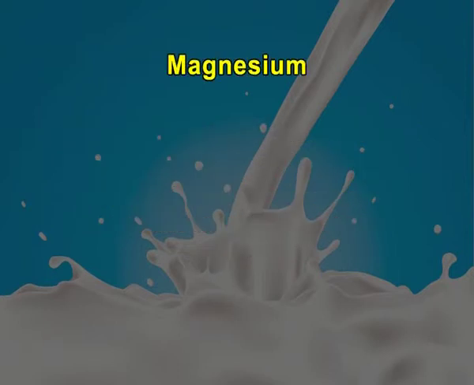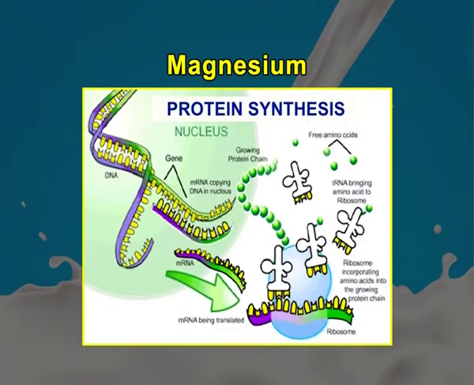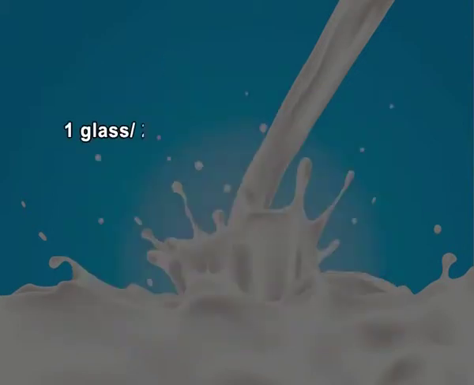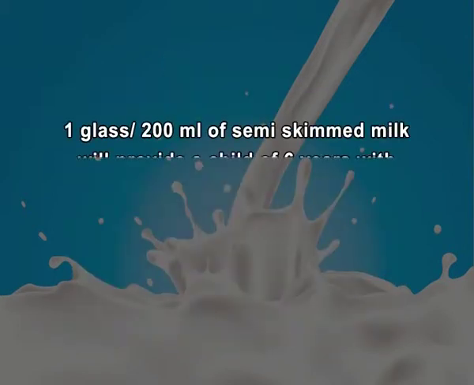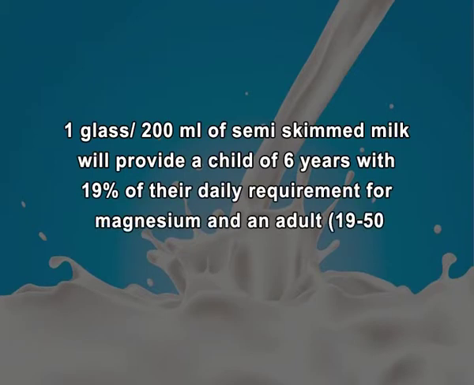Magnesium in milk is essential for skeletal development, protein synthesis, muscle contraction and nerve function. One glass or 200 ml of semi-skimmed milk will provide a child of 6 years with 19% of their daily requirement for magnesium, and an adult of 19 to 50 years with 7.5%.